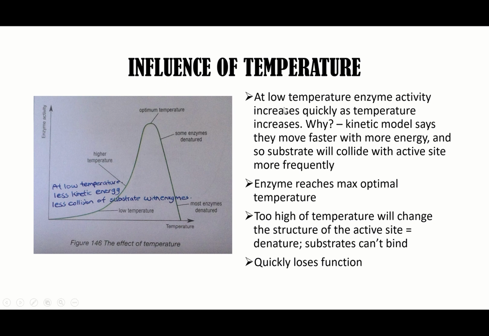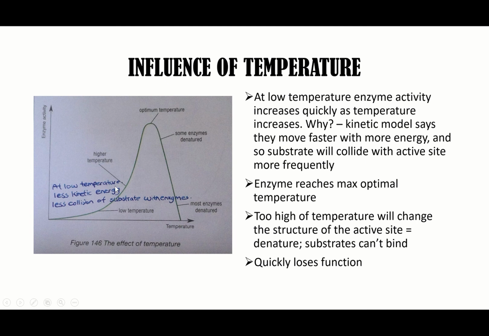At low temperature, enzyme activity increases quickly as temperature increases. Why? Kinetic model says they move faster with more energy, and so substrate will collide with active site more frequently. What that means basically can be portrayed from this graph here. At low temperature, an increase in temperature will lead to also an increase in enzyme activity because we know from chemistry that increasing the temperature will make the reaction rate happen faster.